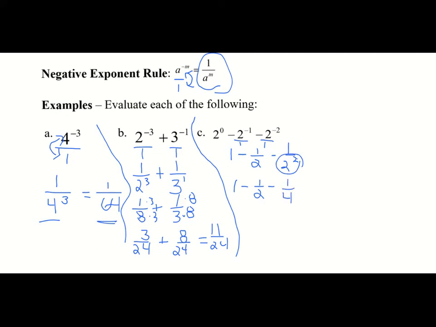Again, I can make these all have a common denominator of 4. 1, remember that whole number 1? If I'm using a denominator of 4, it becomes 4 over 4 because the same thing on the top or the bottom equals 1. So I'm going to have 4 over 4 minus, to turn 1/2 into fourths, I multiply by 2 on the top and the bottom, so it becomes 2/4. And I already have my 1/4. So when I do my subtraction, 4 minus 2 is 2. 2 minus 1 is 1. So my final answer there is 1/4. So a little fraction review in there with those negative exponents.